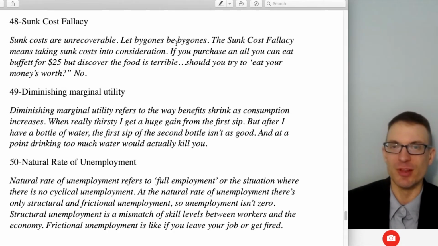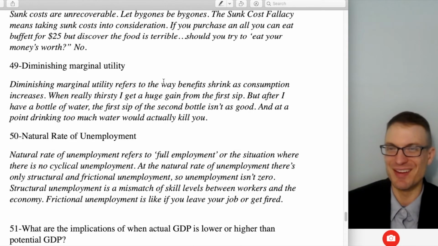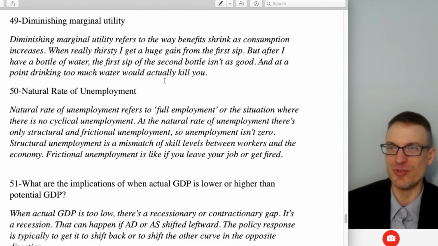My other example is if you purchase an all-you-can-eat buffet for $25, discover the food is terrible, should you try to eat your money's worth? No, absolutely not. You can only make your life worse by continuing to eat whatever is this terrible food.